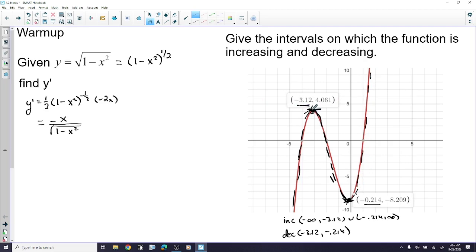So a local maximum is where the slopes change from positive to negative. And then local minimums is where the slopes change from negative to positive.